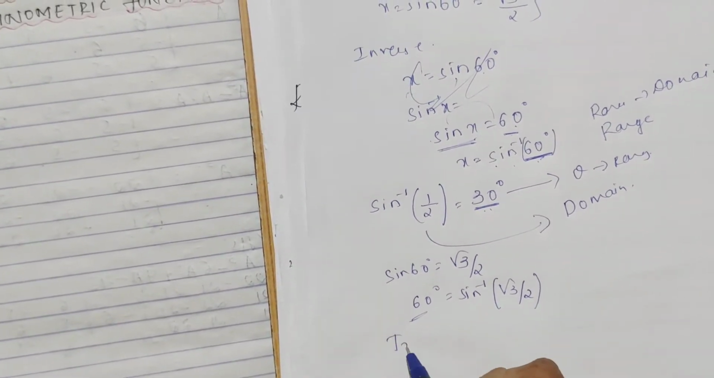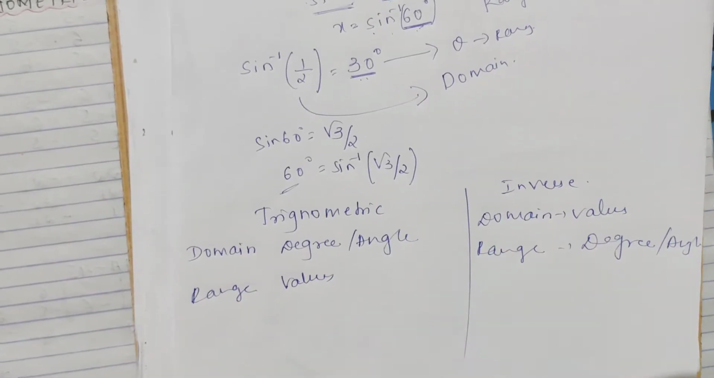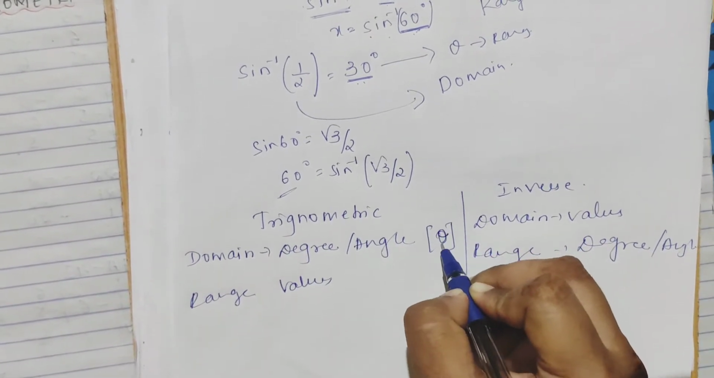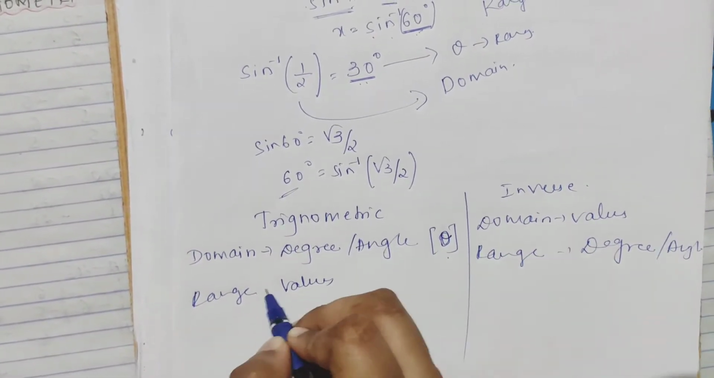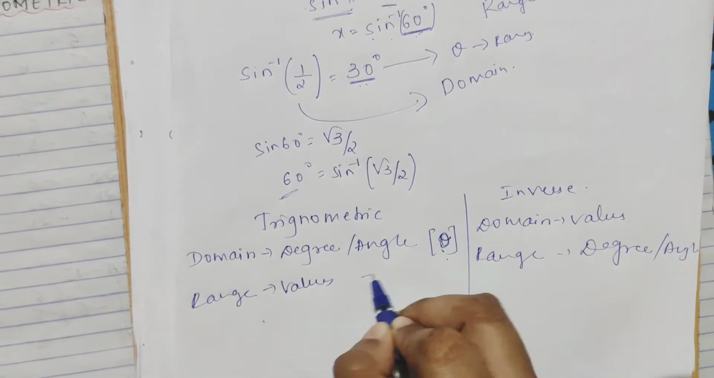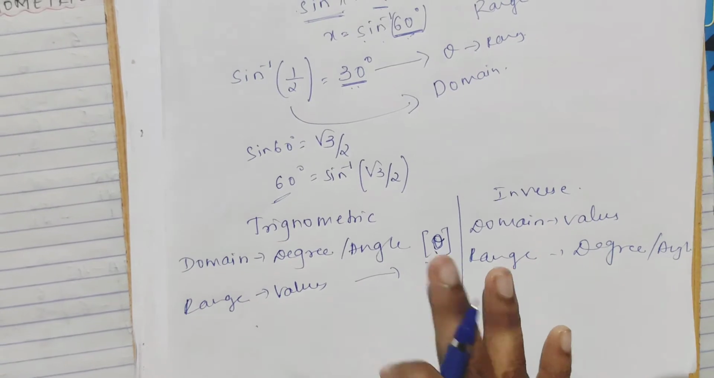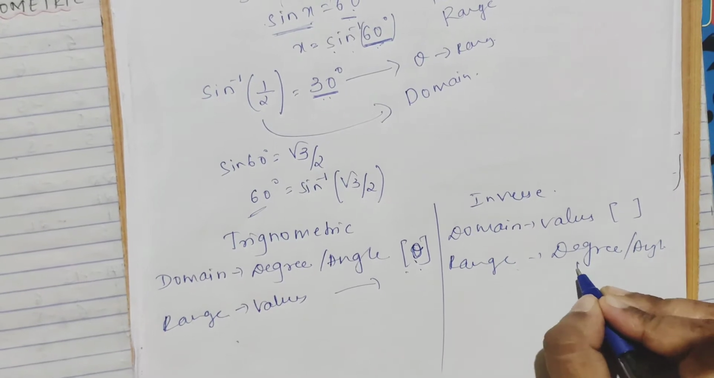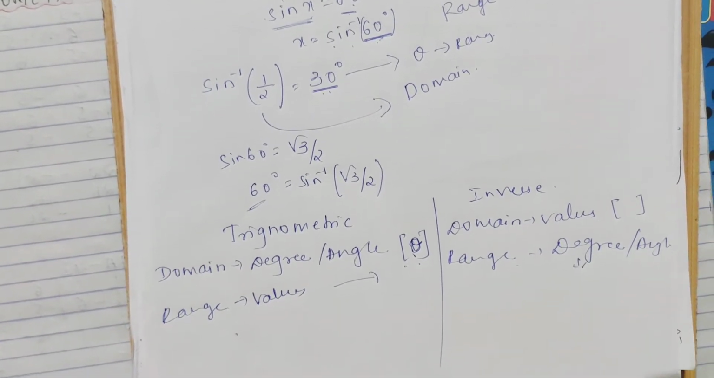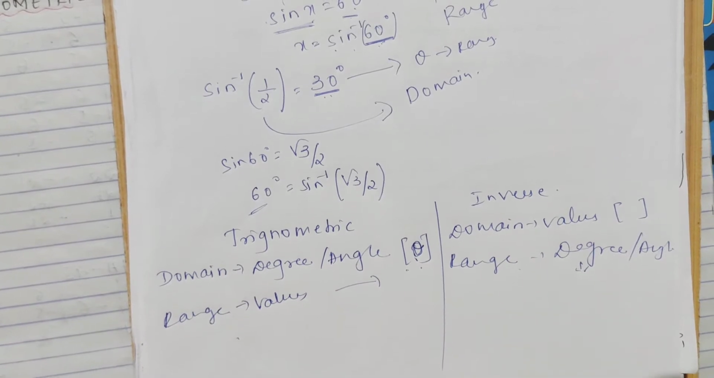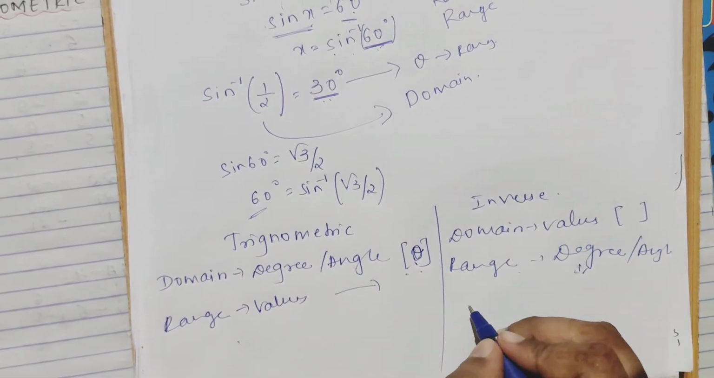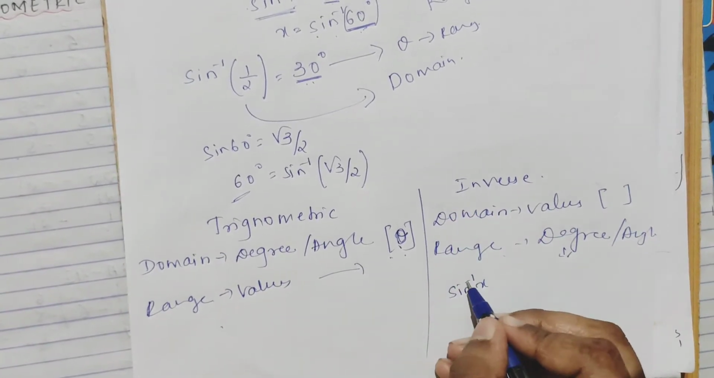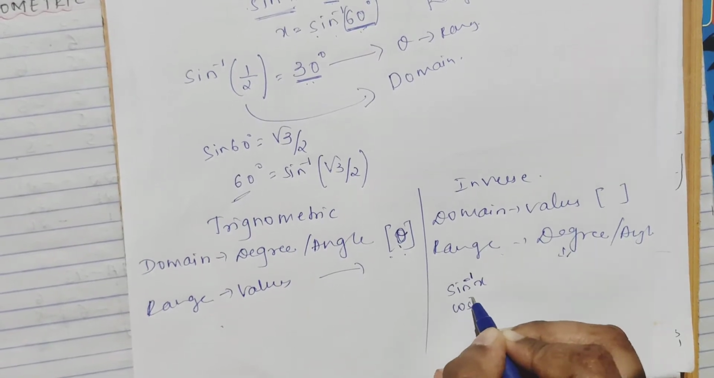In short, in trigonometric, your domain was the degree or angle, that is theta, which we used to find out, and range is the value we get for that particular theta. The opposite in inverse: the domain will be the values you already know, and you have to find those thetas, the degrees or angles. This is your trigonometric and this is your inverse, and inverse is denoted as sine inverse, and similarly cos raised to minus 1.